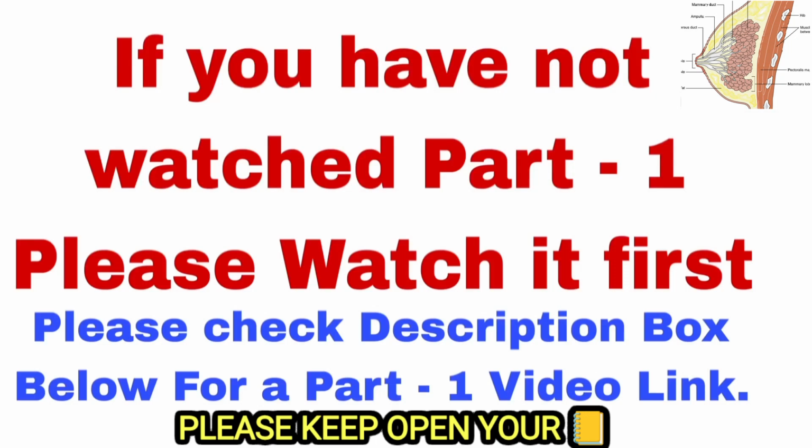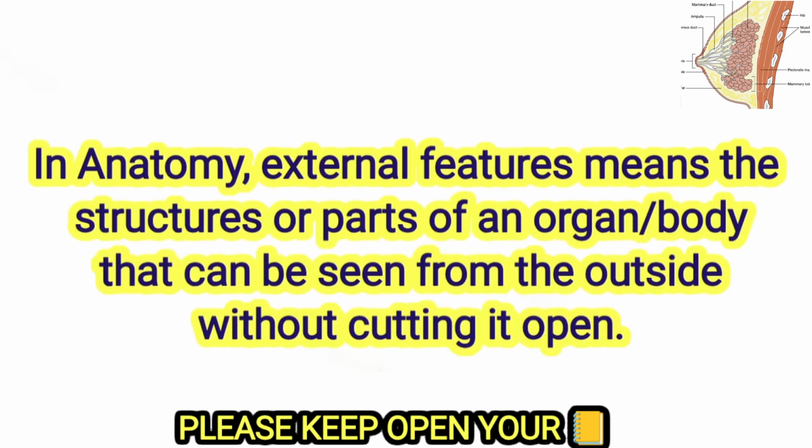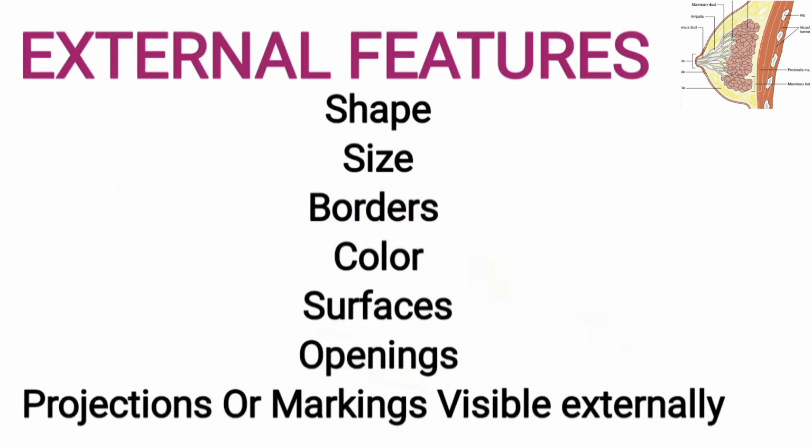Now we will study external features of a mammary gland. In anatomy, external features means the parts of a body organ or structure that can be seen from the outside without cutting it open. These features describe shape, size, color, borders, surfaces, openings, projections or markings visible externally.